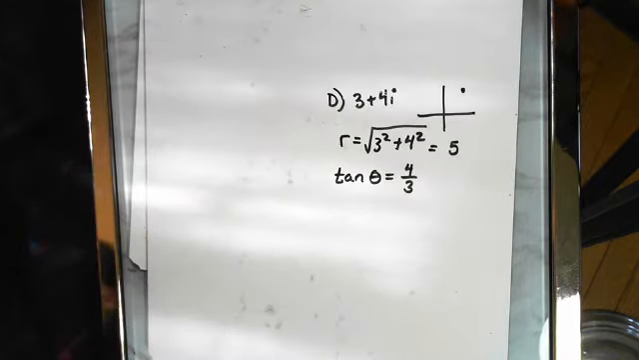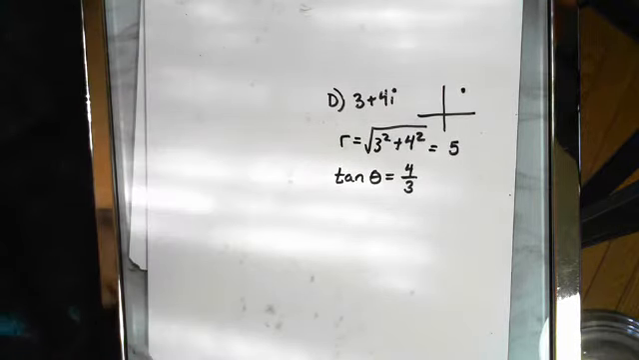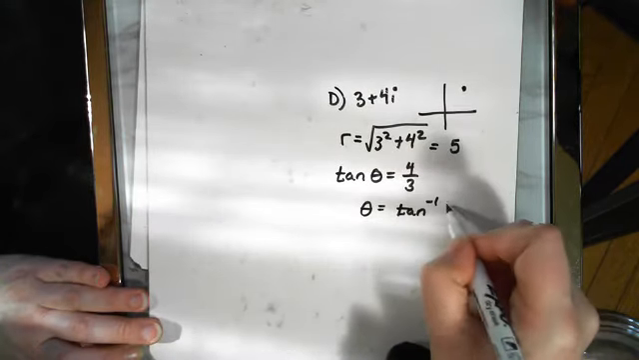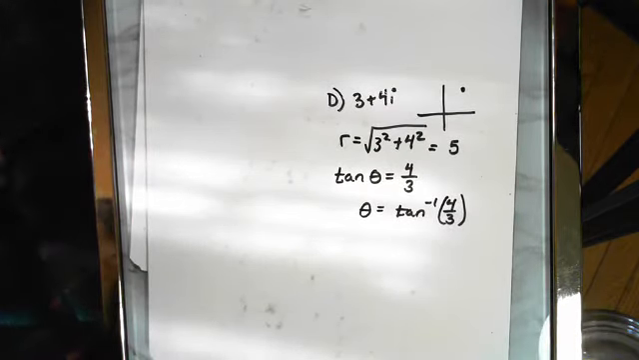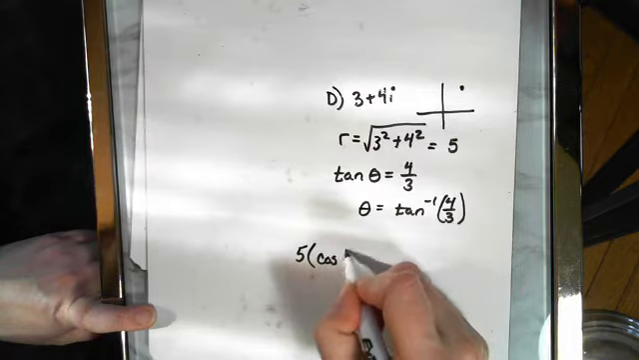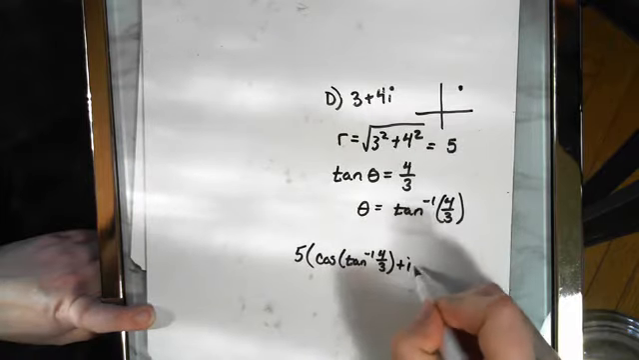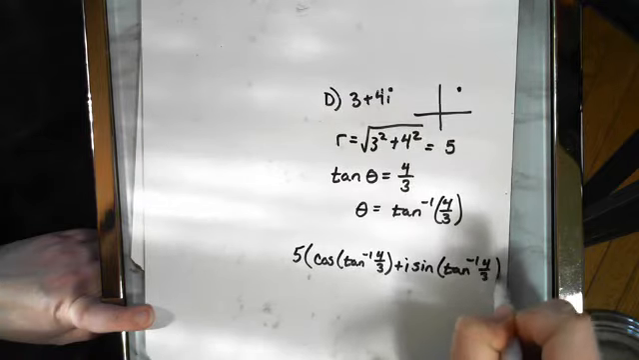Now, when it's not on your unit circle, you can use your calculator to calculate it for you. Or what I'm going to do for this one is I'm just going to say that theta equals tangent inverse of 4/3. I'm just going to leave it like that. So when I write my final answer, it's going to be a little messy. And all I'm going to do is write 5 times the cosine of the tangent inverse of 4/3 plus i times the sine of tangent inverse of 4/3.